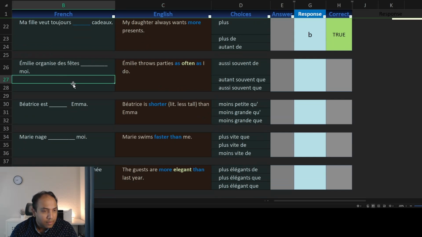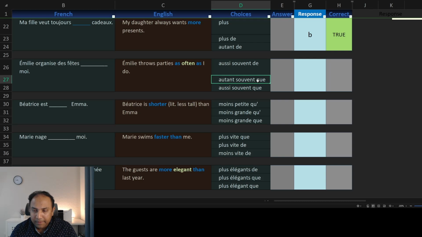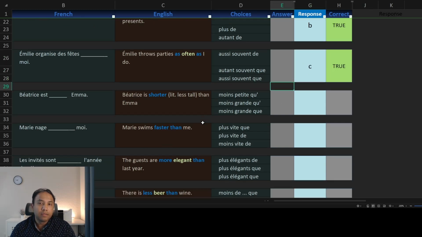Emil throws parties as often as I do. Emil organise des fêtes, right? How many? Aussi souvent. So this is an adverb, so we're going to be using aussi, this one or that one, right? So it's aussi souvent que. Emile organise des fêtes aussi souvent que moi.